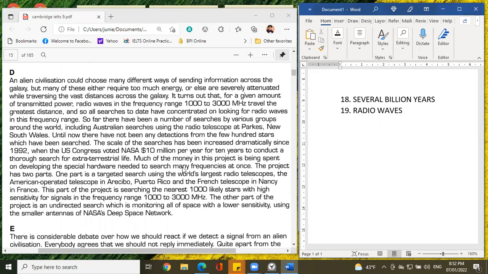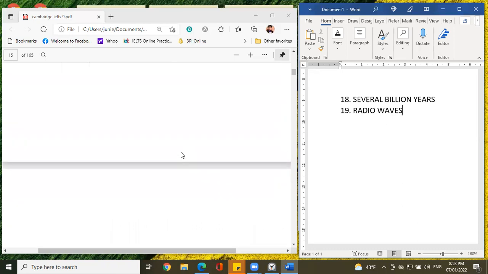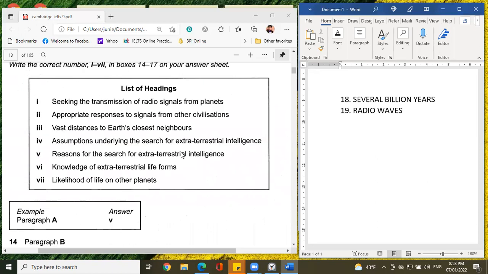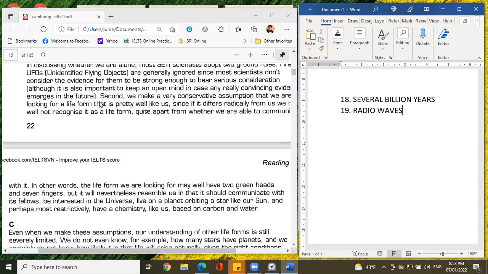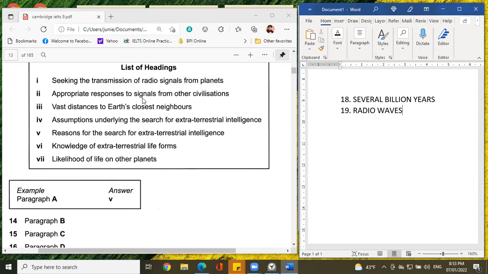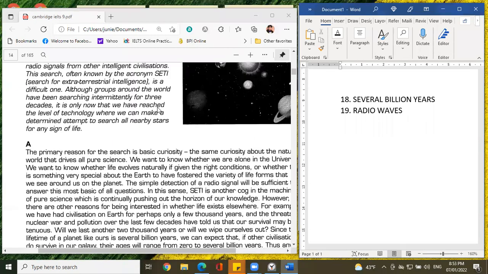So what could that be? Letter D. Yun yung radio waves. Nakita ko yun eh. Seeking the transmission of radio signal from planets yun. Hindi 2 yun. Vast distances to Earth's closest neighbors. Could that be the one? Pwede rin yun. Number 4 given na. Number 5 given na. Number 6 given na. Likelihood hindi. So, pwedeng 1 or 3. 1 or 3 yun, guys. Ano nga ba yung 3 ulit? Vast distances to Earth's closest neighbors.